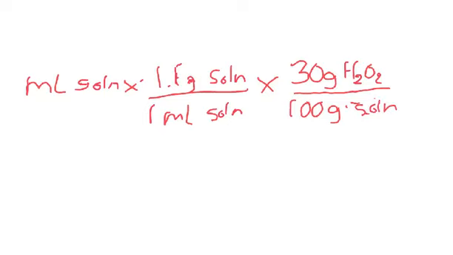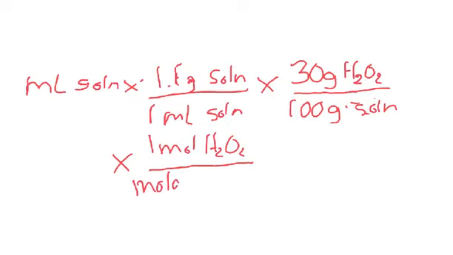And finally, we'll convert that grams of hydrogen peroxide to moles by multiplying by 1 mole of H2O2 over the molar mass of H2O2. And that will give us moles of H2O2. So that's how we calculate the number of moles of each reactant.